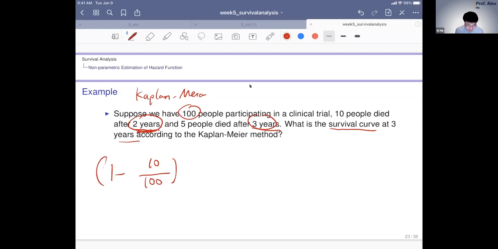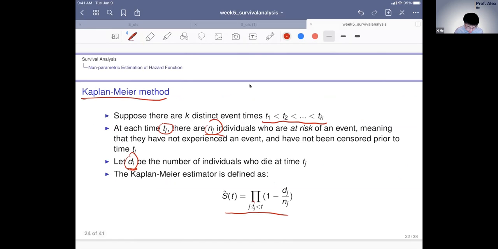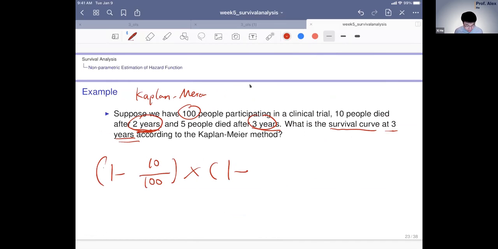Okay. And then we want to know at 3 years. So we also need to multiply the second point, right? You need to take all the points that are smaller or equal to the point that you're evaluating. So that would be 1 minus the people that died at t equals 3, which is 5, divided by the people who are still alive at that time, who could have died at that time. So that number is what? 90, great. So that would be your S(t) at t equals 3. Okay, and this is just 0.9 times 85 over 90, or whatever that is, okay?